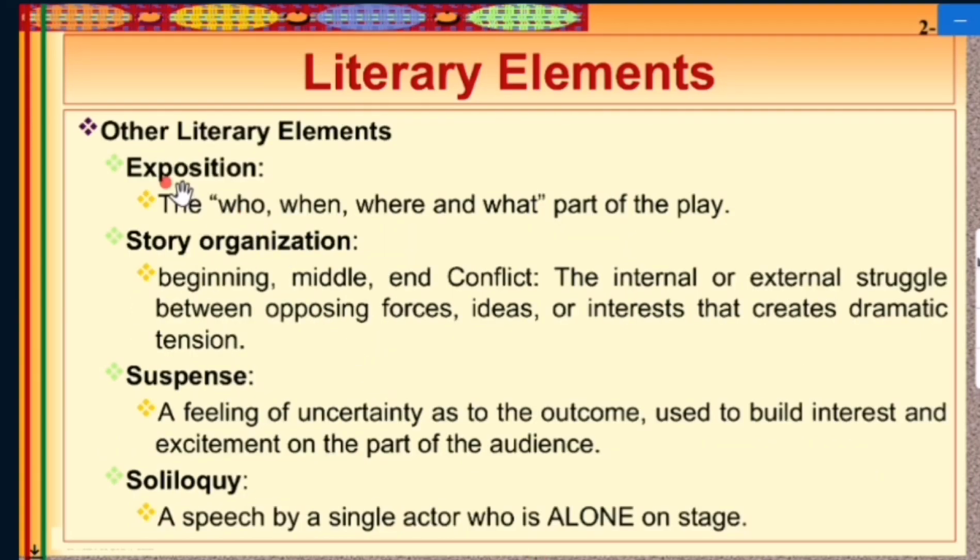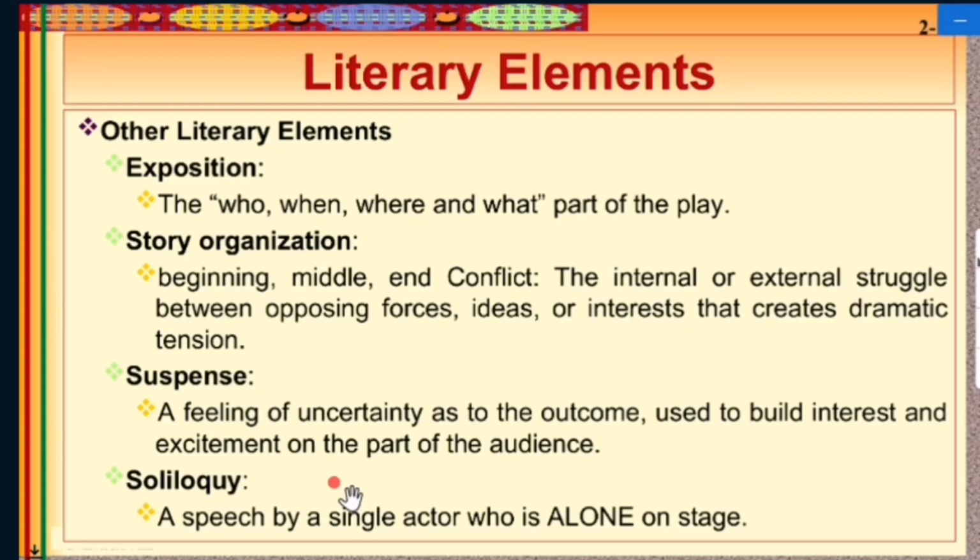There are some other literary elements also. Exposition: the who, when, where, and what part of the play. The second one is story organization: beginning, middle, end. Conflict: the internal or external struggle between opposing forces, ideas, or interests that creates dramatic tension. Then comes suspense, a feeling of uncertainty as to the outcome, used to build interest and excitement on the part of the audience. That is suspense.